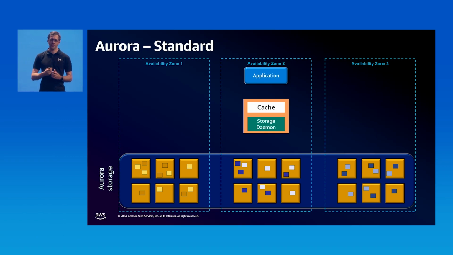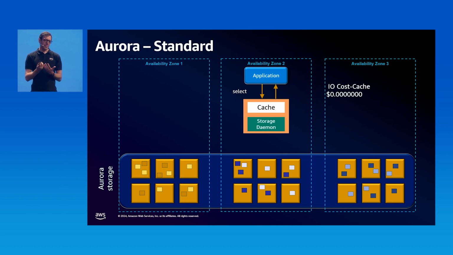With Aurora Standard, when you have an application that connects to the writer and you do a request, you're already paying for the instance itself and for the amount of storage stored in your cluster. Now, when you do a select, if the data is on the instance, maybe in the cache, you don't pay anything, because the I/O is just reading directly from memory and returning the value.